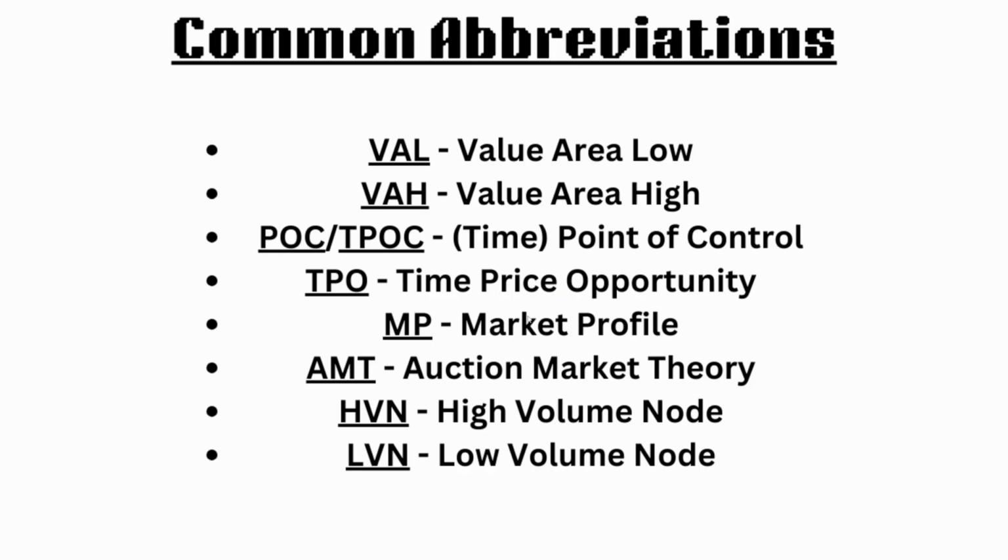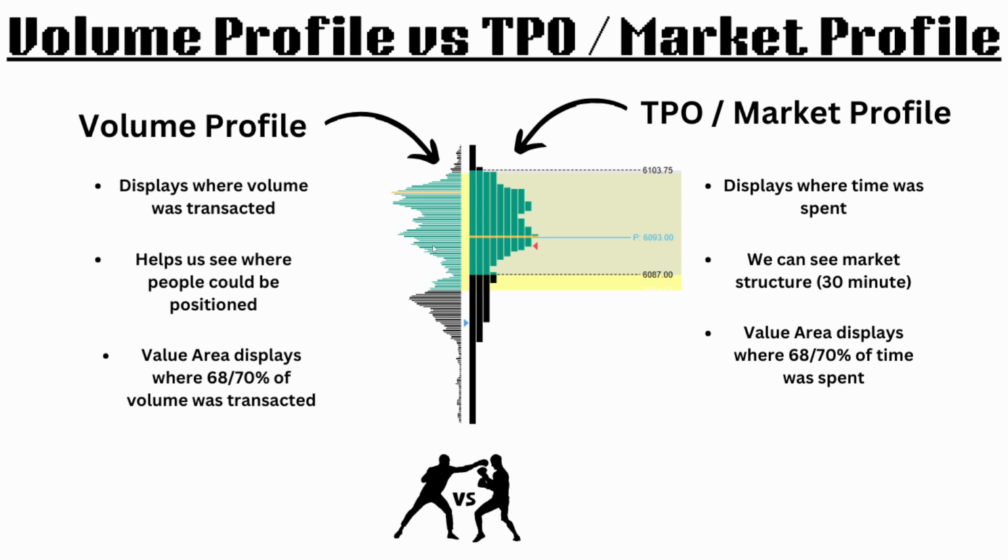Some terms that we often hear when referring to TPO charts or volume profile charts are value area low, value area high, point of control, time price opportunity, market profile, auction market theory, and high volume node or low volume node, which are more so used on volume profile. High volume node is just where we have a node of high volume. Low volume node is something where we would say it's kind of like a valley where we have low volume, and these coincide with single prints on a TPO chart.